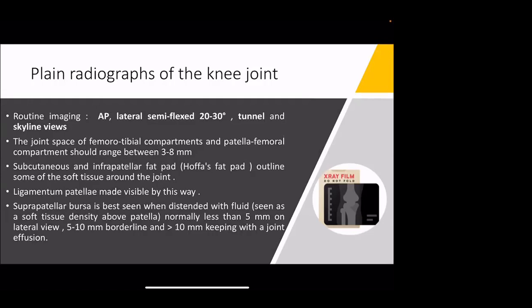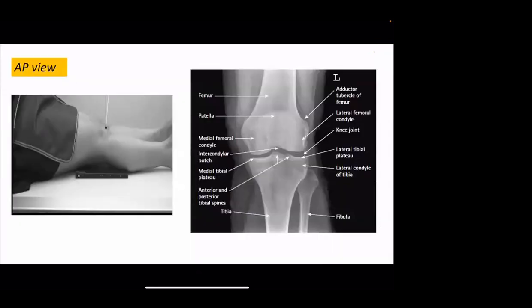Suprapatellar bursa is best seen when distended with fluid, seen as a soft tissue density above the patella. Normally, it is less than 5 millimeters on lateral view, 5 to 10 millimeters borderline, and more than 10 millimeters is keeping with a joint effusion.